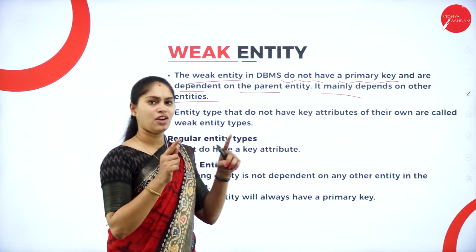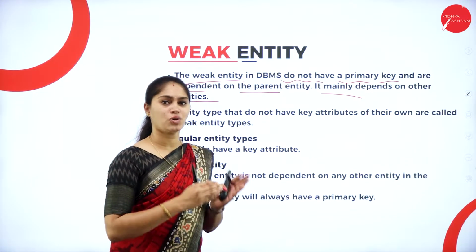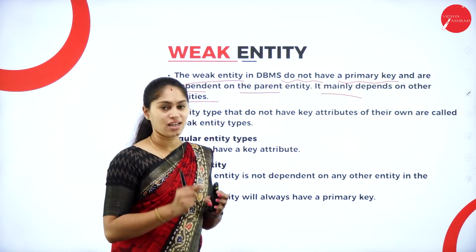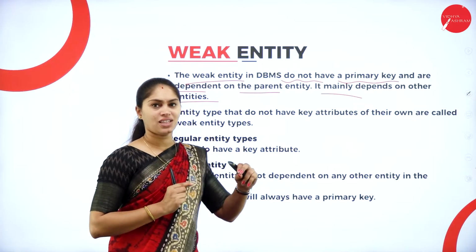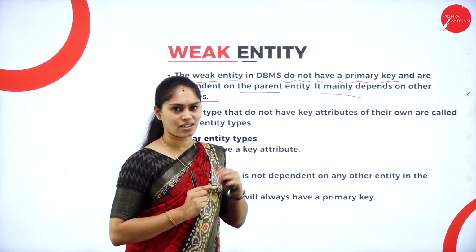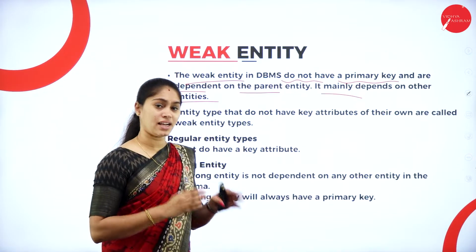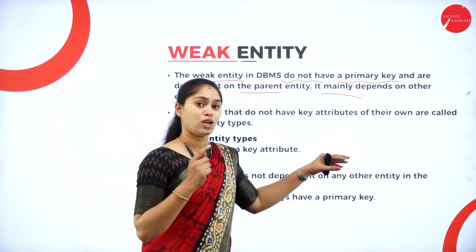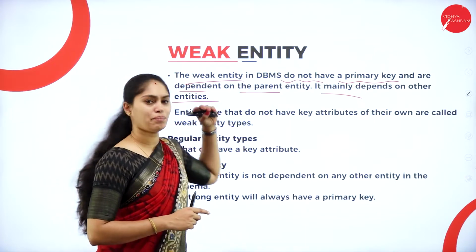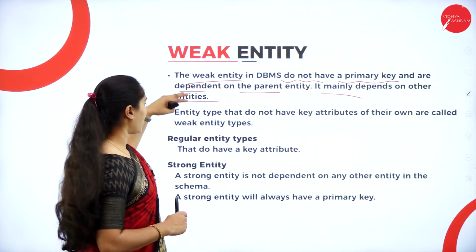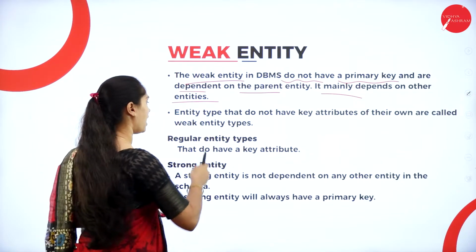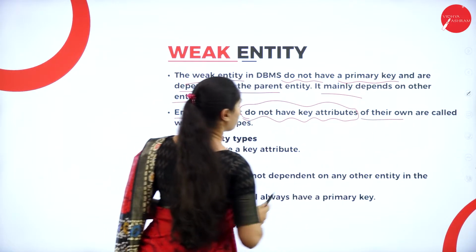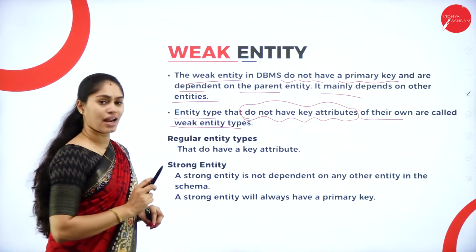So if I consider an entity that does not have its own primary key, then I can't recognize it in a unique manner. With the help of a primary key, we identify it in the relationship or in the ER diagram in the DBMS. But when an entity does not have its own primary key and depends on a parent entity, we call that kind of entity a weak entity. So entity types that do not have key attributes of their own are considered weak entity types.